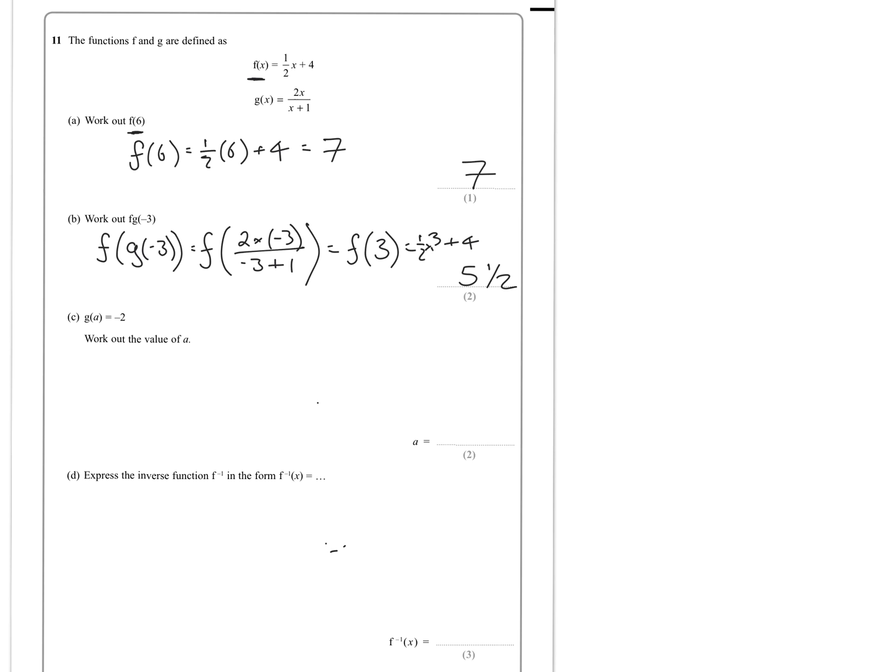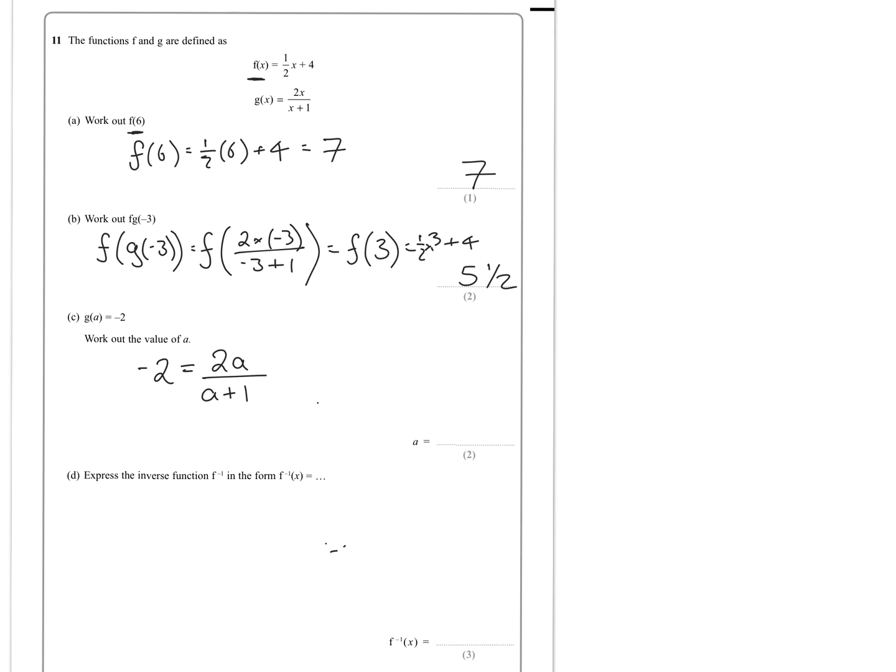Okay, and then this one here, it's telling you that g of a is minus 2. So g of some number is minus 2. So we then know that the answer is minus 2, and the thing we put in is a. So 2a over a plus 1. And this then becomes a normal algebra problem.